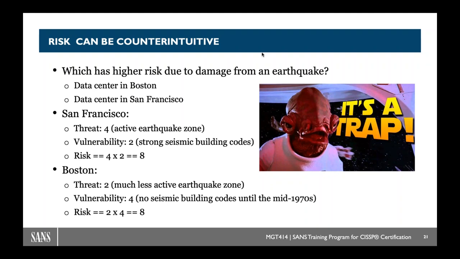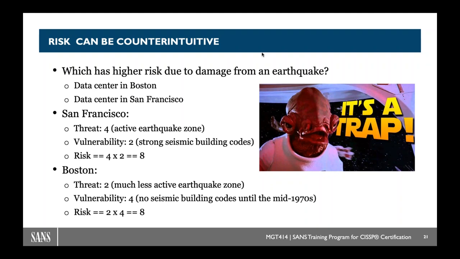It turns out San Francisco has had great seismic codes for years and years. Any data center is very likely to be in a building built to stringent seismic codes. The vast majority of Boston was built before 1975. Every one of my data centers was in a building built way before 1975, with no seismic code whatsoever. So a minor earthquake that would be a shrug in San Francisco could be very devastating in Boston. Most people focus on the threat. You need to look at the vulnerability and multiply them together. Remember, anything times zero is zero. Keep that in mind.